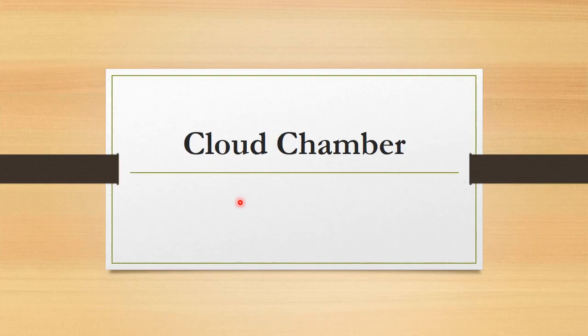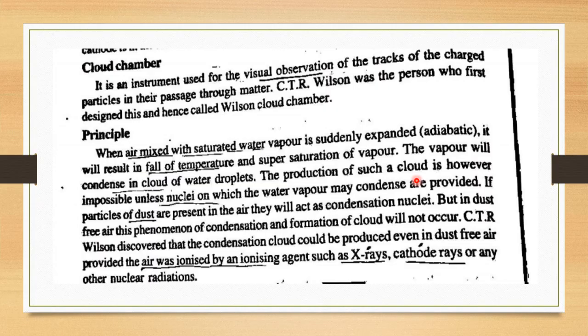Hello students, now our topic is cloud chamber. Cloud chamber is an instrument used for the visual observation of the tracks of the charged particles in their passage through matter. So this is a visual observation. We are going to take the photograph of the ionized regions. Okay, this is the instrument used. The principle is visual observation of the track of the charged particle.